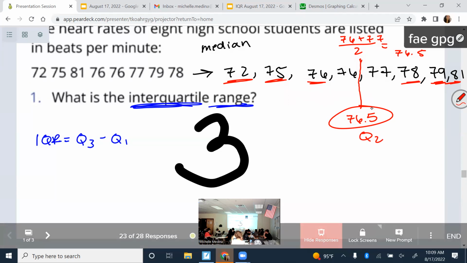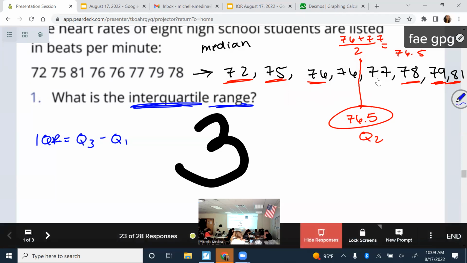When you're now finding your Q3, which is the median of your upper half, don't cross out your median. You go left, right. Again, I have 2 numbers in the middle. What's the average of 78 and 79? 78.5, good. Feel free to verify that if you want. Add them together, divide them by 2.